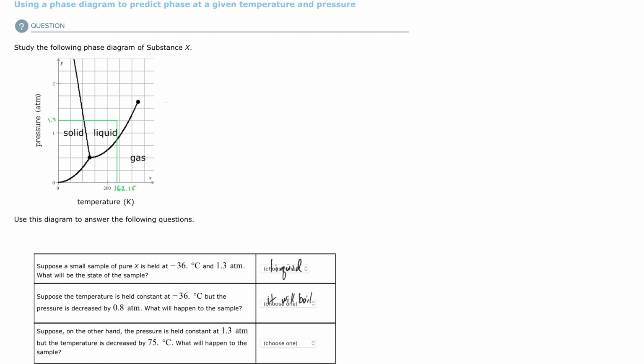Well, it started as a liquid, right? The first question was a liquid. So what would happen? Okay, so if it was a liquid to start and it's still a liquid, then nothing would happen. So pretty simple. I hope you can get this. I think you can. I think you can.